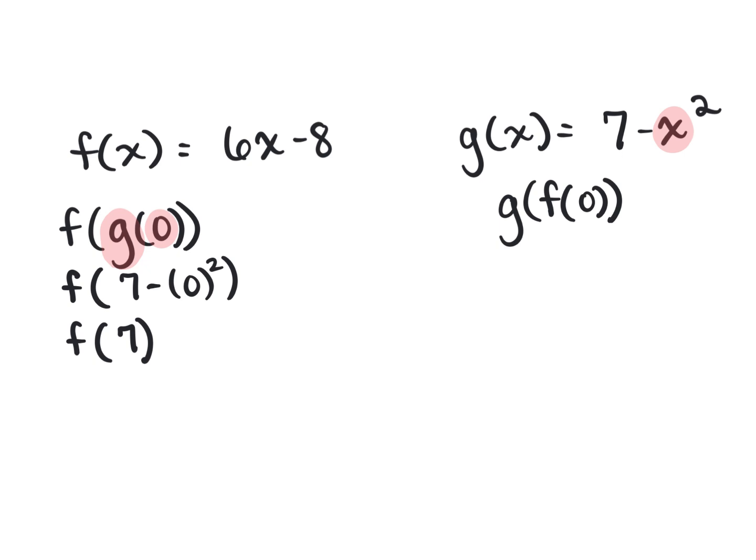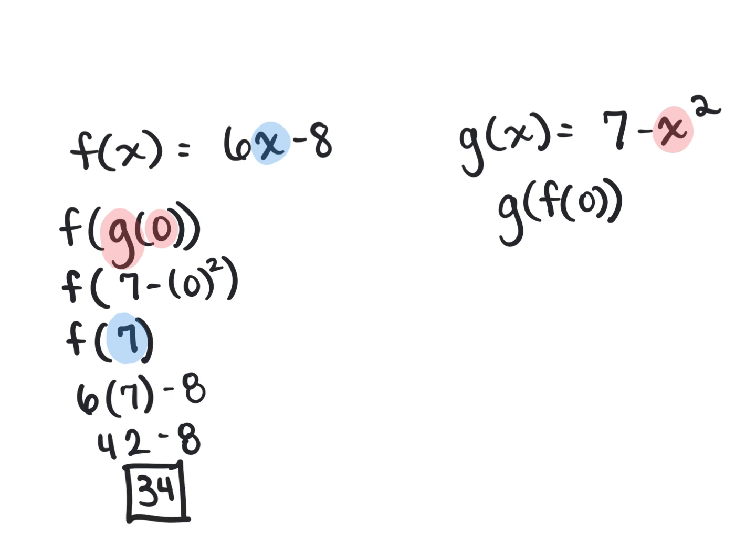So now I'm transitioning to where I'm going to put the 7 in where this x is, because that's the f function. So this is going to be equal to 6 times 7 minus 8. So I got 42 minus 8, and that's going to give me 34. And that would be my typed in answer.